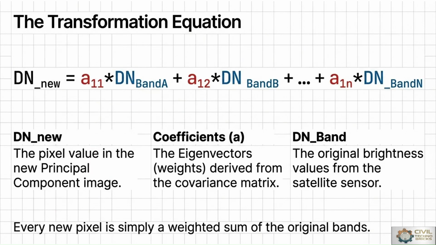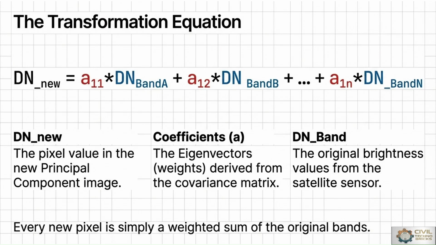The transformation equation is based on principal component analysis, where principal component analysis transforms original satellite bands into new principal components using weighted combinations of pixel values. Eigenvector coefficients act as weights assigned to each spectral band. Each principal component image is generated from the mathematical combination of original bands. The transformation concentrates useful information into fewer images.